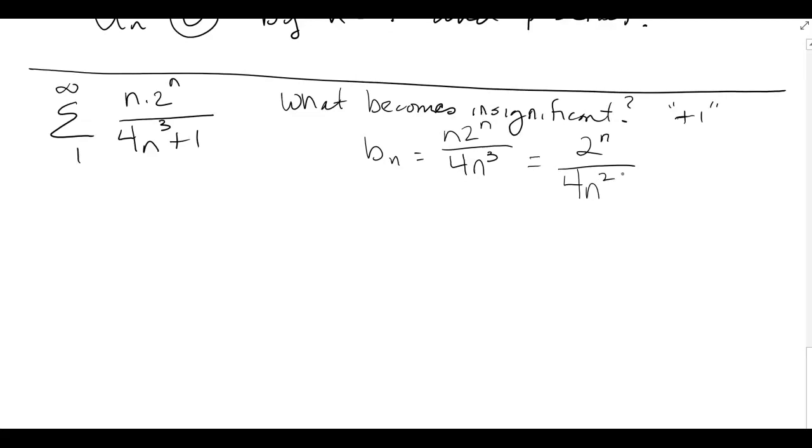And even at this point, I would say that 4 is even insignificant. So this is what you're really comparing it to: n to the 4th over n squared, 2 to the n over n squared. So that's the series you're comparing it to. So b to the n simply becomes 2 to the n over n squared.